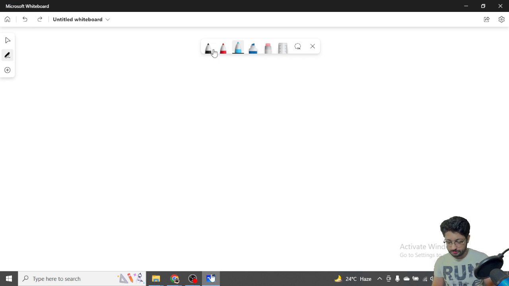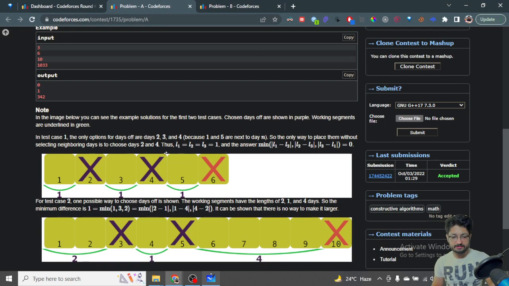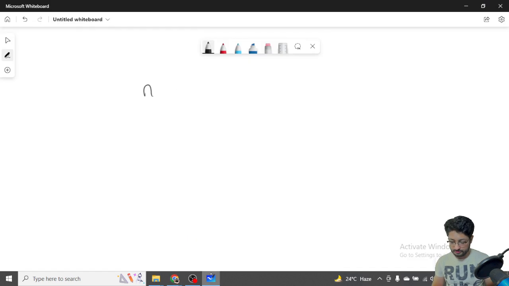Among those n blocks, 3 blocks will be filled by the holidays. So as you can see, if I have, let's say, 6 blocks, then 3 blocks will be filled by the holidays. So now I have n minus 3 days left that I have to work, but I have to somehow place these days.